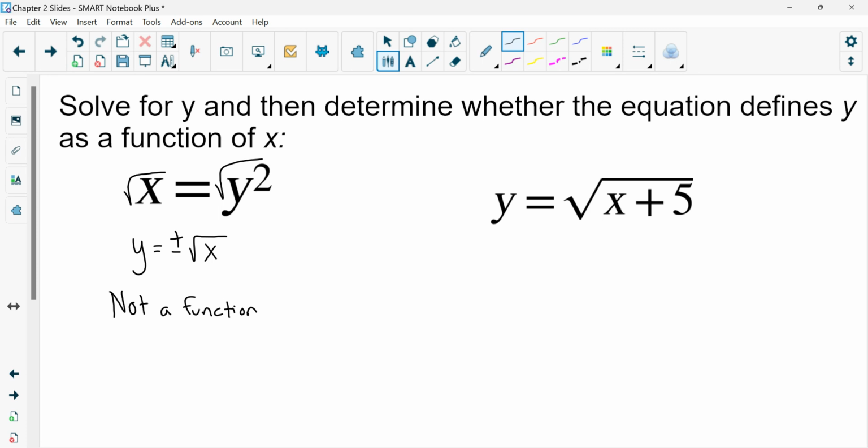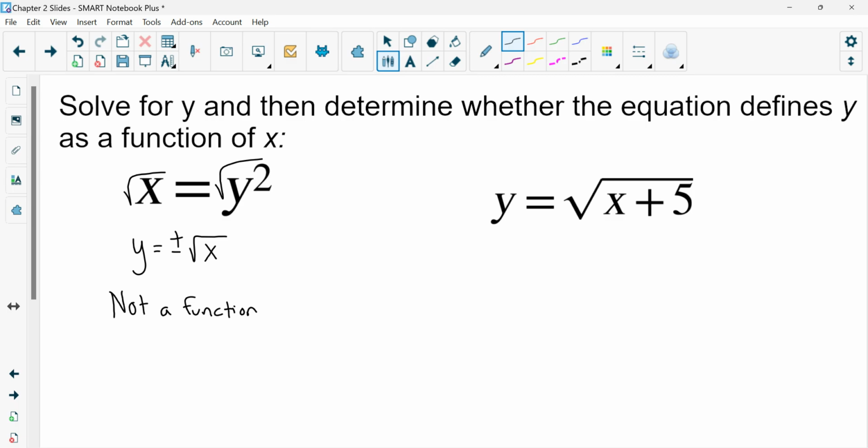For the second one, we already have the y by itself, right? Now, even though these look similar, they both have square roots, there's a huge difference between the first and the second. The first one has that plus or minus in front. This does not have a plus or minus in front. So here, if I plug in 4, 4 plus 5 is 9, and I'm taking the square root of 9, which is just 3. Okay?